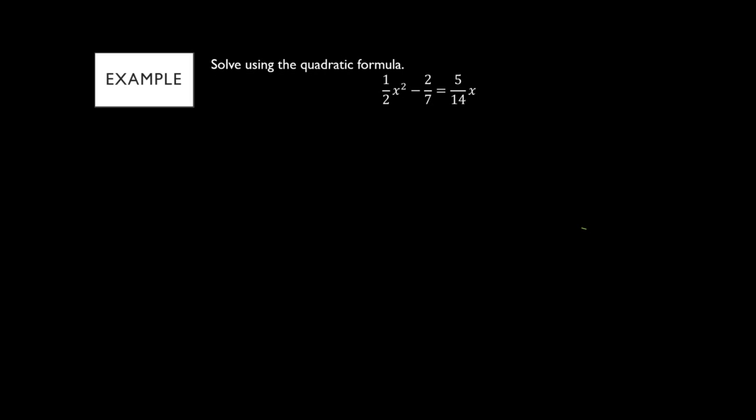So all our denominators here are 2, 7, and 14. So the common denominator is going to be 14. So you're going to multiply both sides by 14. And when you do that, that's 14 over 1. So when you're multiplying with the fractions, the top is going to be multiplied by 14. So this is going to give us 14 over 2x squared minus 28 over 7. And then I don't know what 5 times 14 is. My calculator says that's 70 over 14x.